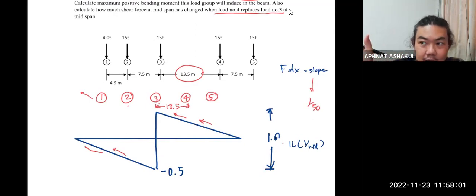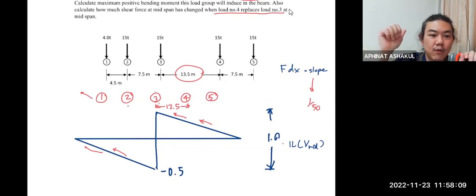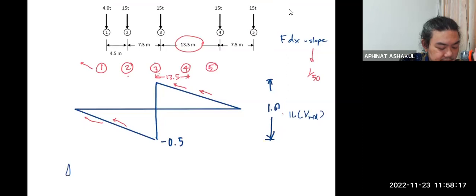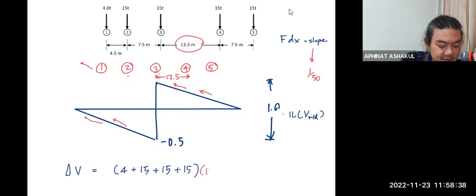The shear at midspan that increases by the movement of load number 1, 2, 4, and 5 will be equal to the loads themselves. So I can say delta V is equal to load number 1, which is 4. Load number 2 is 15. Load number 4 is 15. Load number 5 is also 15. They move by 13.5 meters.